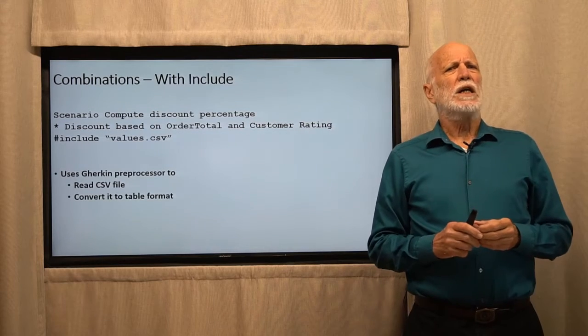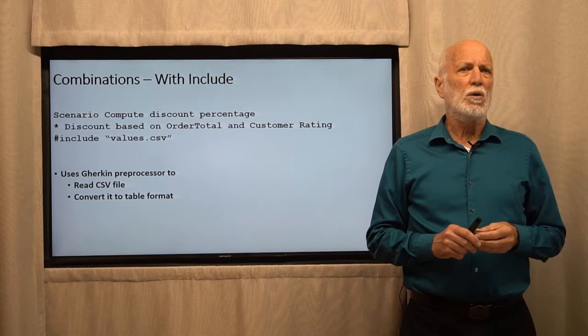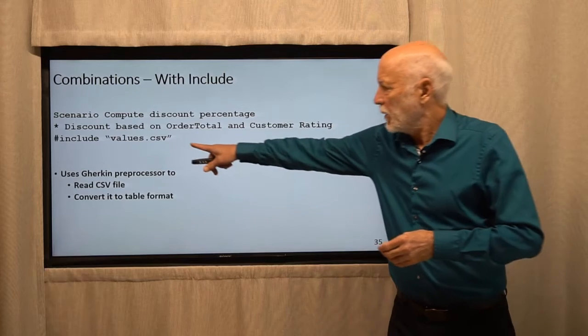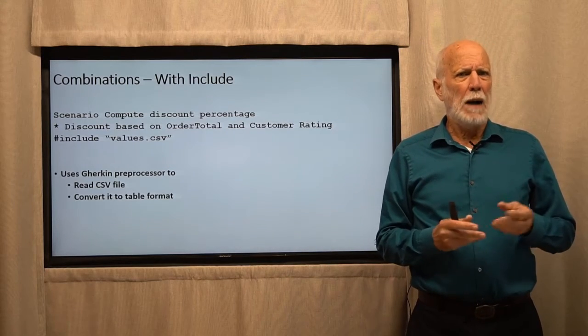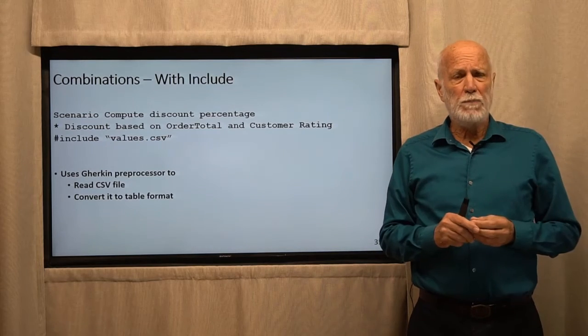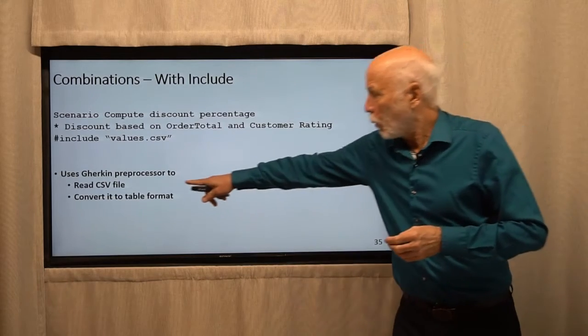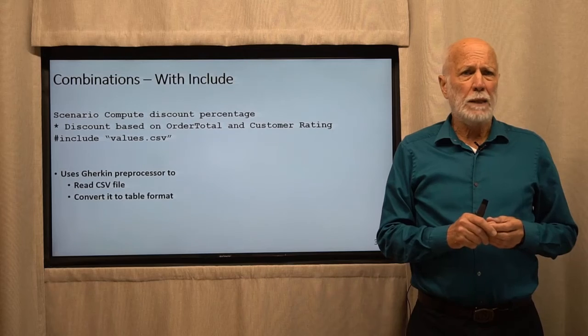You can also do a combination with the include. Instead of listing all the values in a table like that, you simply can do an include with values.csv, a comma-delimited file. And there's a Gherkin preprocessor that you can find on GitHub that basically will read that CSV file and convert it to a table format.